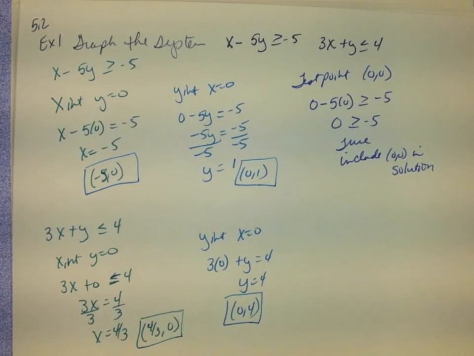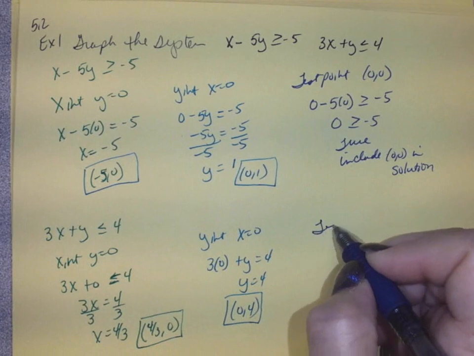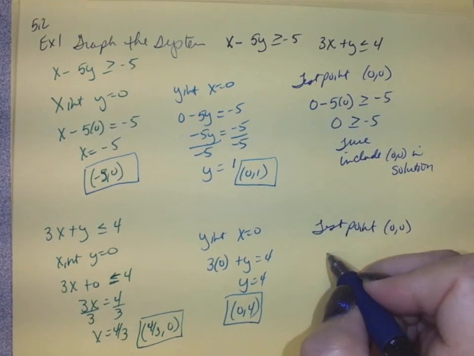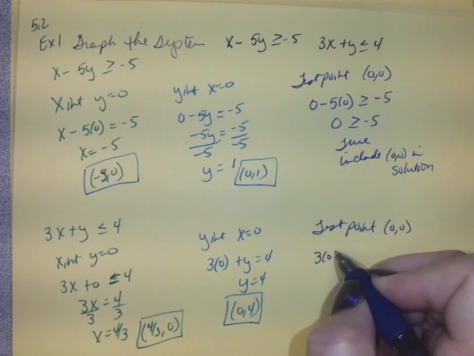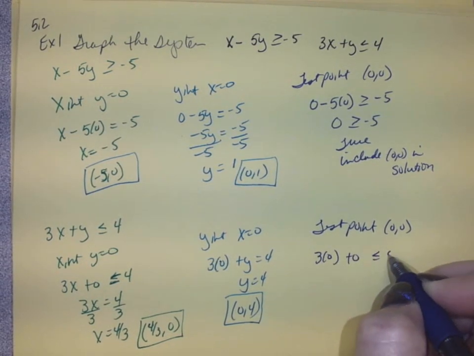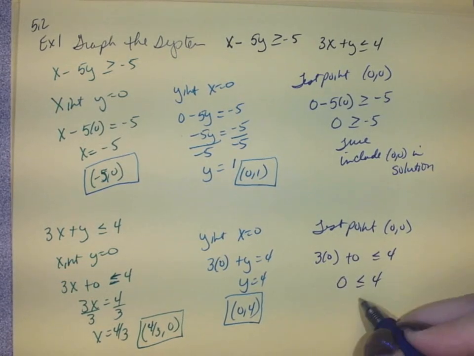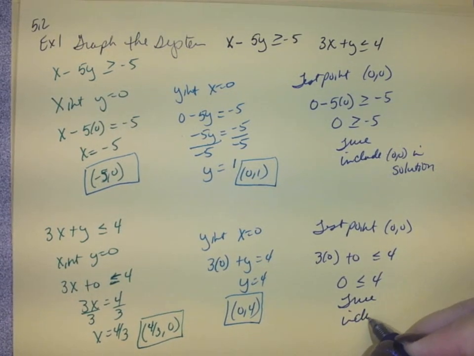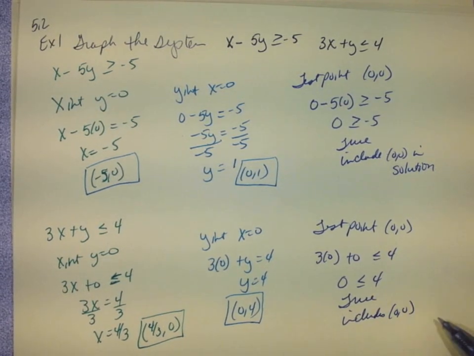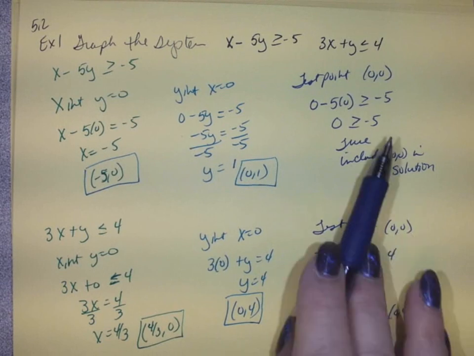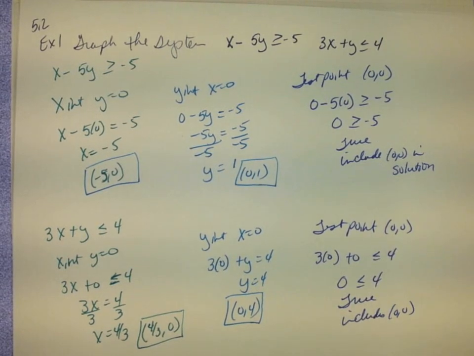And then we'll check our test point. Again, (0, 0), because it's easy to plug in. So we have 3 times 0 plus 0 less than or equal to 4. So 0 less than or equal to 4, that again is true. So it includes (0, 0). Okay? And recall, both of them have an equal to on it, so the lines will be solid.